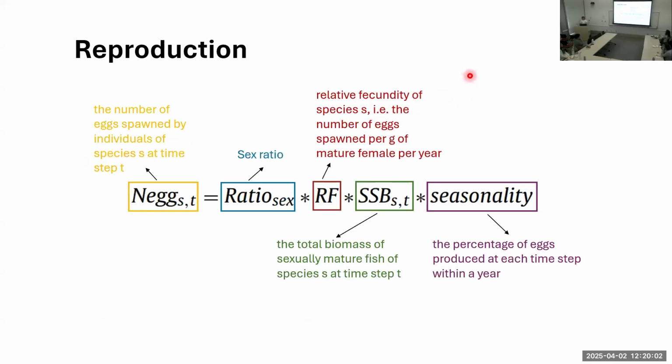Another key life process is reproduction, for which we want to know how many new eggs are introduced to the ecosystem at each time step. This is determined by the sex ratio, the relative fecundity of the species, the number of fish that are at suitable ages to be parents, and then the seasons for the species to spawn.